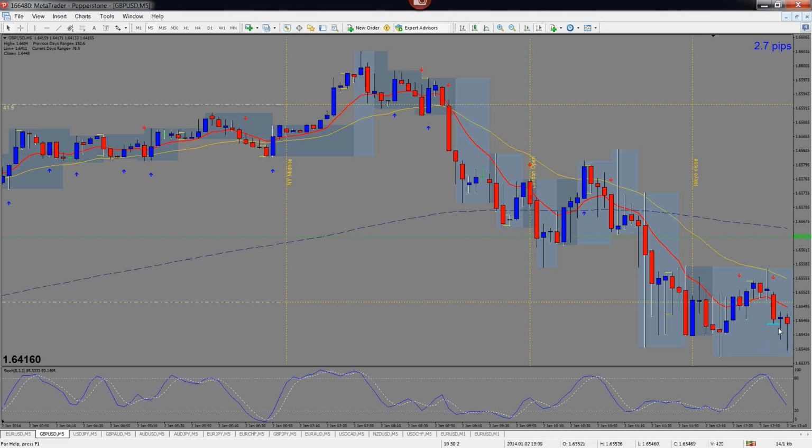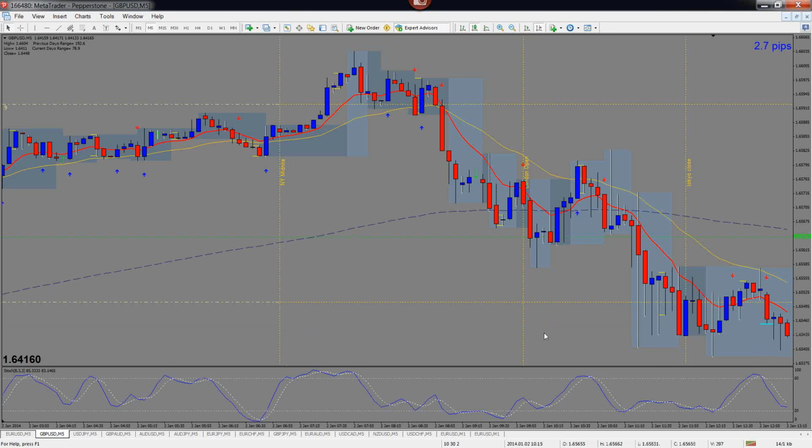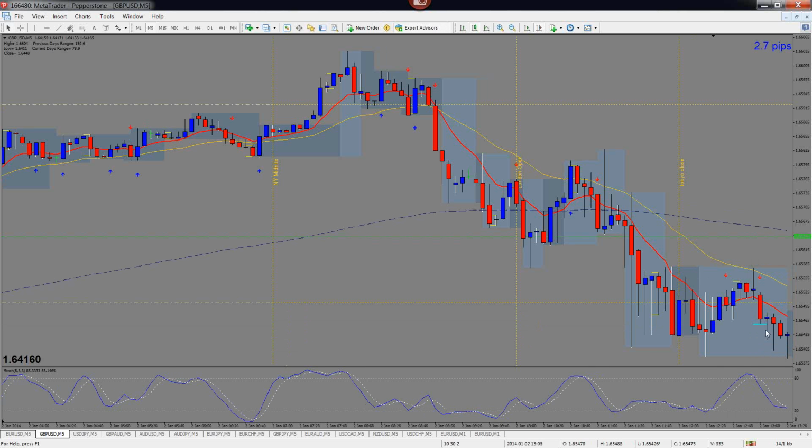We've got a qualified entry. Our stop loss is 12, and we're looking for a 5 pip take profit, which we ended up getting. We're in and out of that trade in 10 minutes. That was a successful trade.